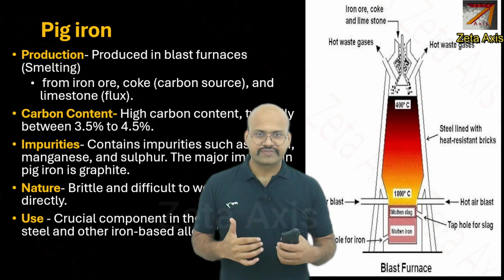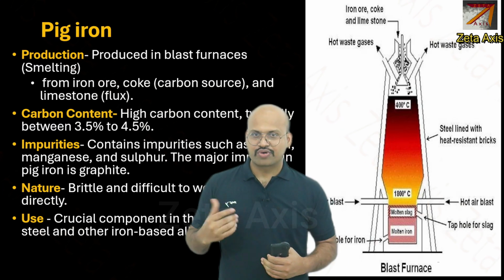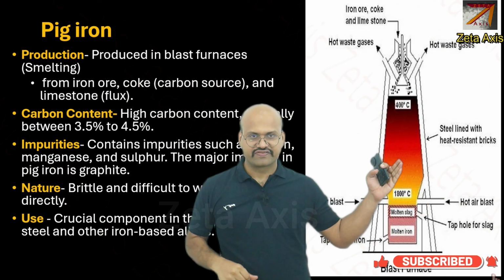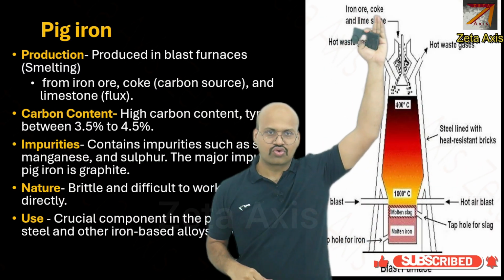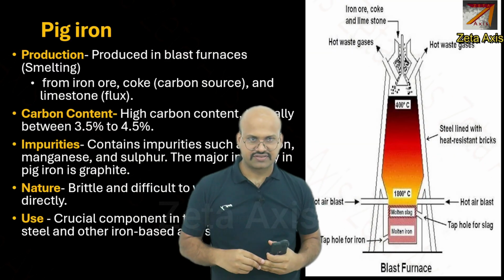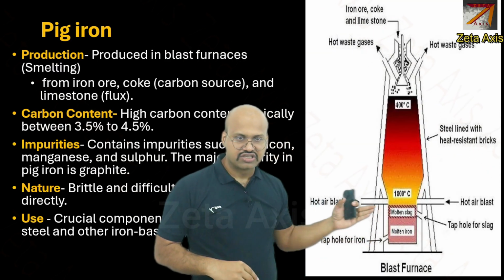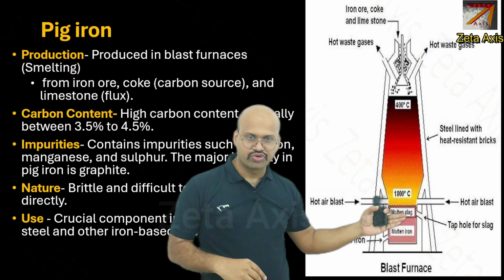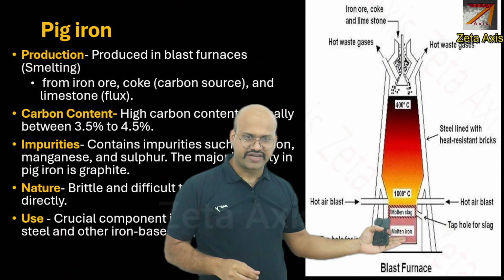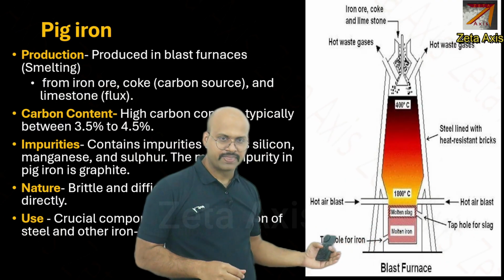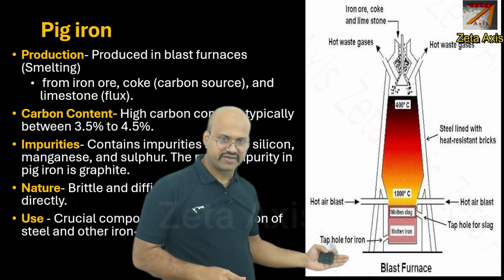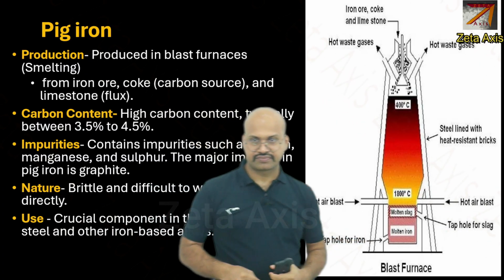Now to understand what pig iron is, let's see how it is produced. It is produced in blast furnaces. This is a blast furnace and we are adding iron ore, coke and limestone. All of these are added and heated at a very high temperature. And what we see is that slag, that is the impurities, is found on the top, and iron is heavier, so it is collected at the bottom. Iron can be removed from here while slag can be removed from here. This iron that we get is generally pig iron.